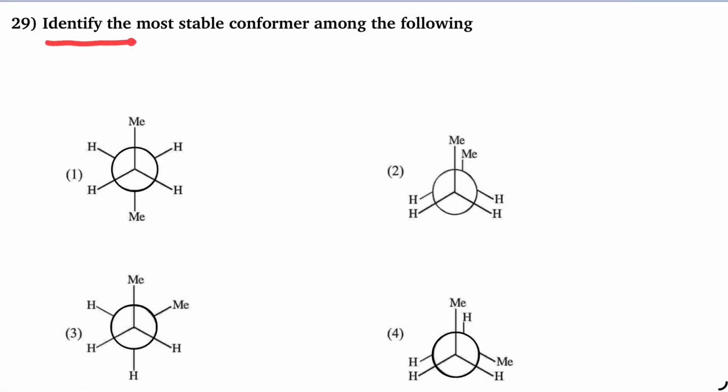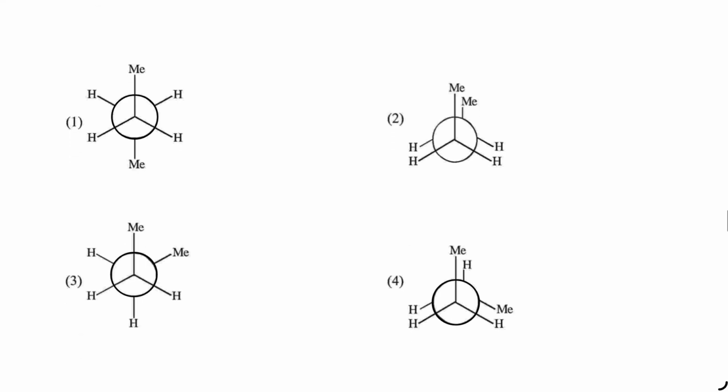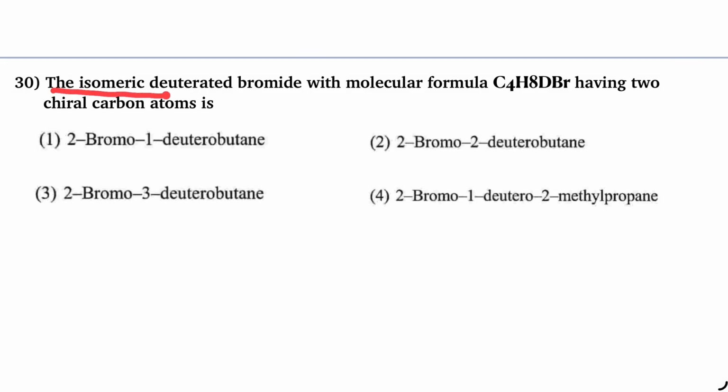Next one, identify the most stable conformer among the following. Of course, it is again the same question, that is n-butane. Most stable, so without wasting time, anti-staggered is the most stable. Next, the isomeric deuterated bromide with molecular formula C4H8DBr having 2 chiral carbon atoms is.